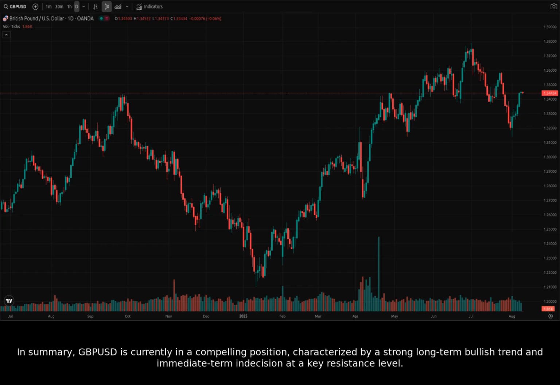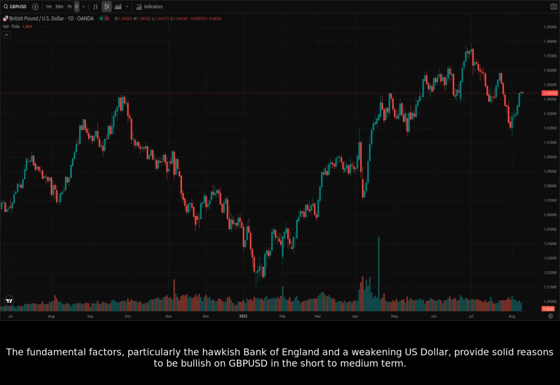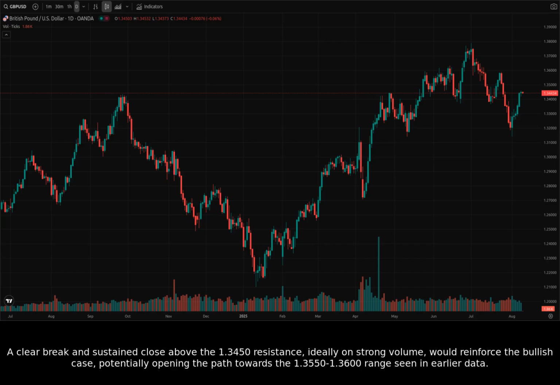In summary, GBPUSD is currently in a compelling position, characterized by a strong long-term bullish trend and immediate-term indecision at a key resistance level. The fundamental factors, particularly the hawkish Bank of England and a weakening US dollar, provide solid reasons to be bullish on GBPUSD in the short to medium term. A clear break and sustained close above the 1.3450 resistance, ideally on strong volume, would reinforce the bullish case, potentially opening the path towards the 1.3550 to 1.3600 range seen in earlier data.